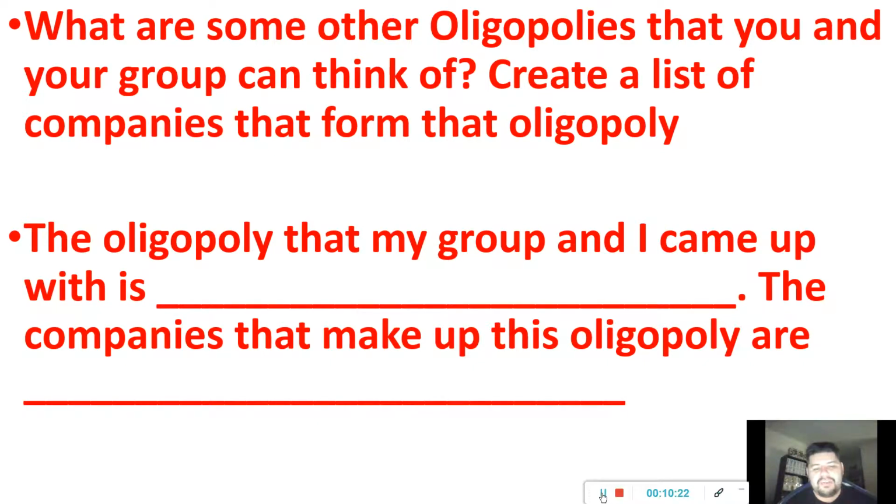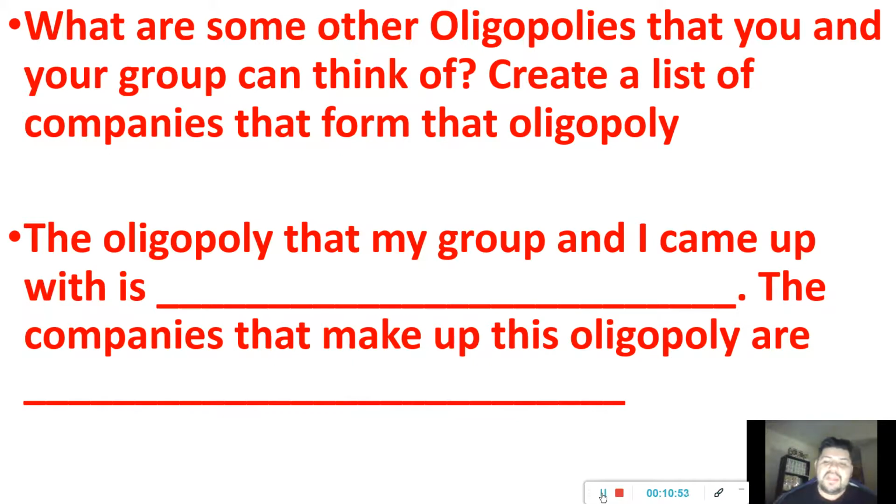Like the automotive industry, the fast food, and, what was that? Yeah, auto, fast food. Oh, and the sodas. I forgot about the sodas. But use something else. Okay. So whatever it is, using my example, the oligopoly that my group and I came up with is soft drinks, sodas.